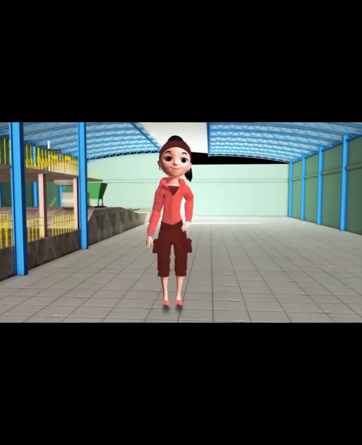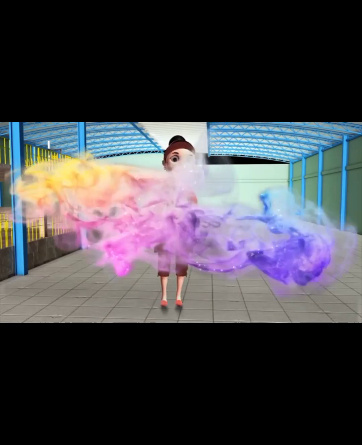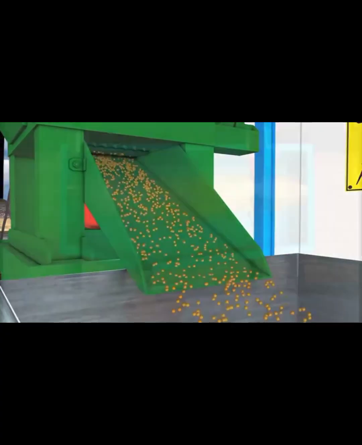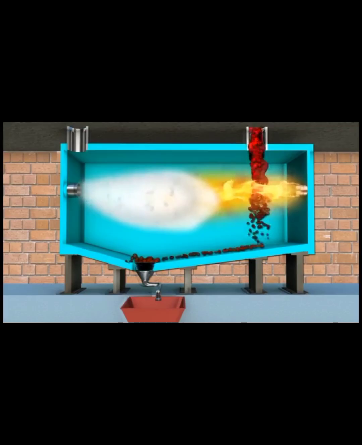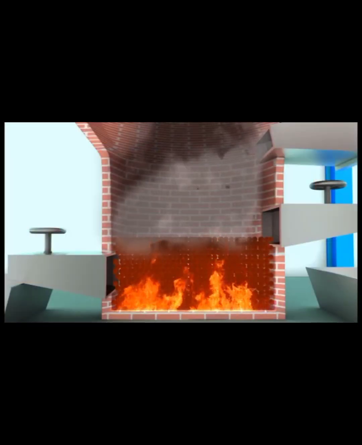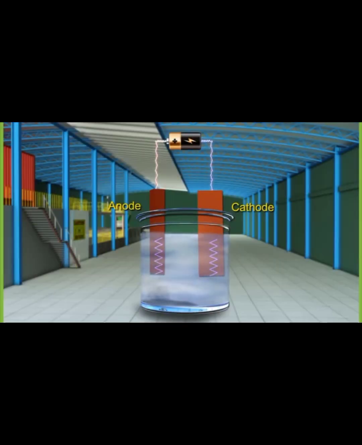So, what are all the processes involved in the extraction of copper? Crushing and concentration, roasting, smelting, bessemerization, and electrolytic refining.